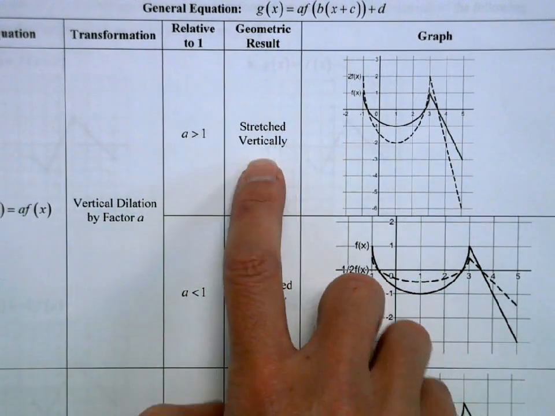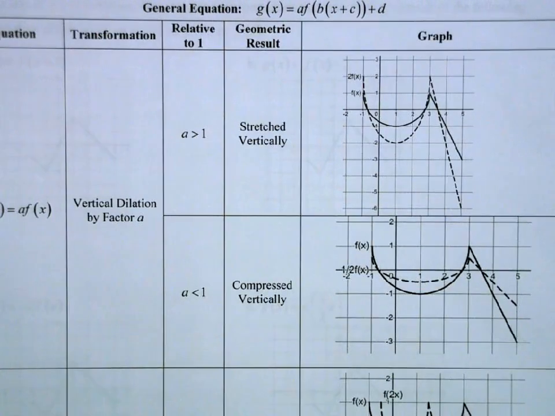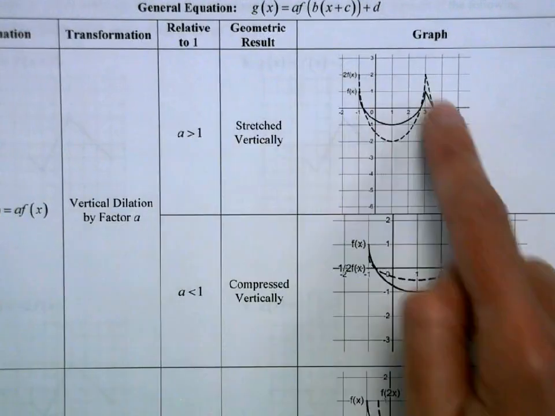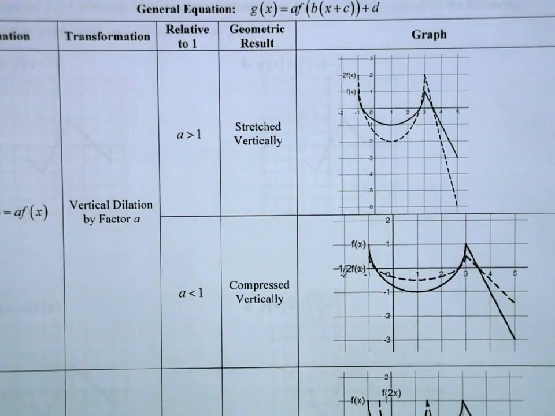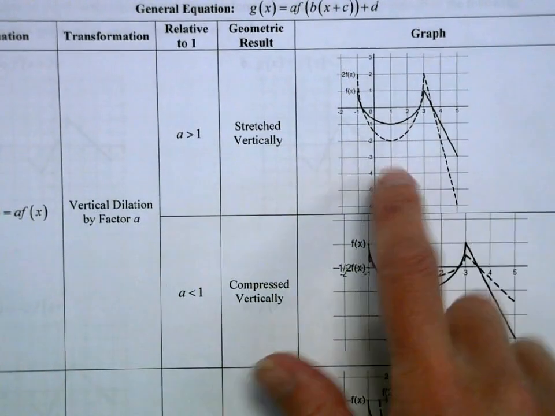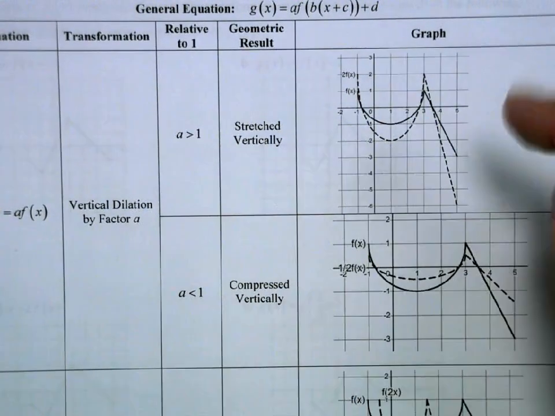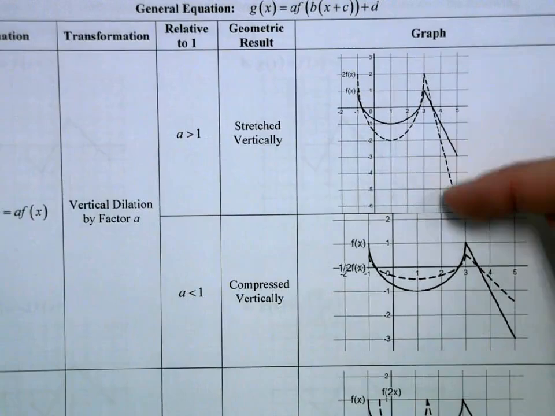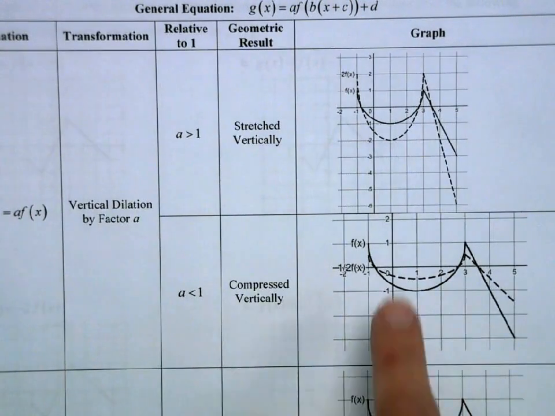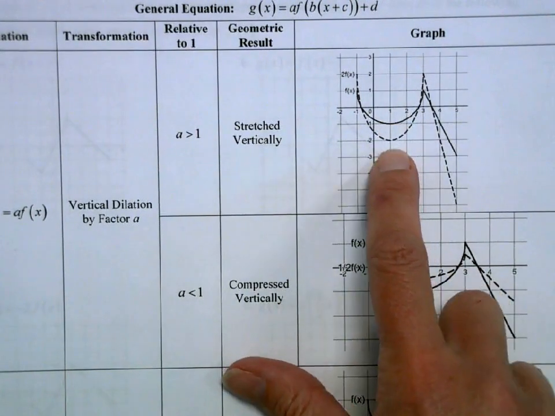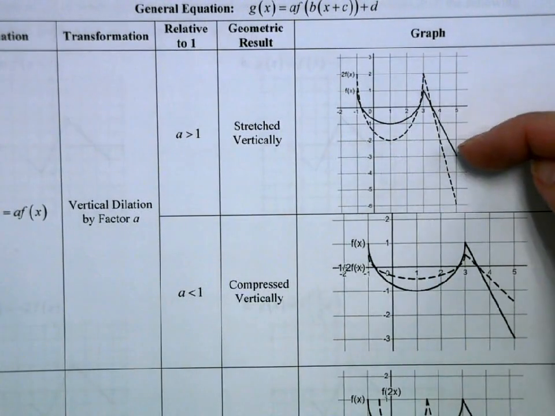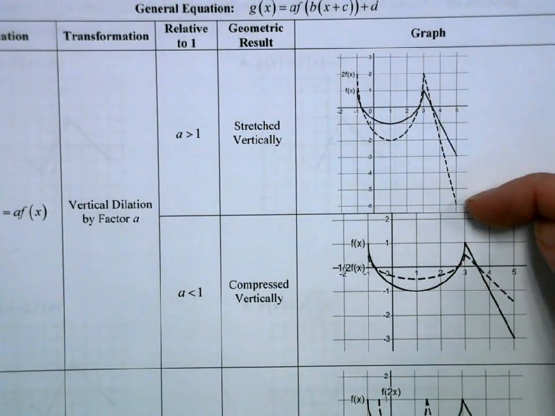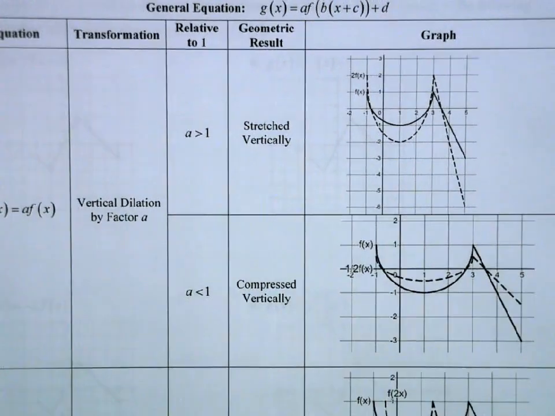If it's bigger than 1, we're going to have a vertical stretch. We're going to multiply all the y values by that number. So I have f of x, and then my second graph, the dotted one, is 2f of x. So you can see that all the y values get stretched, they get pulled away from the x-axis by a factor of 2. So this point that had a y value of negative 1 has a y value of negative 2. Here we were at negative 3, it gets pulled all the way down to negative 6.